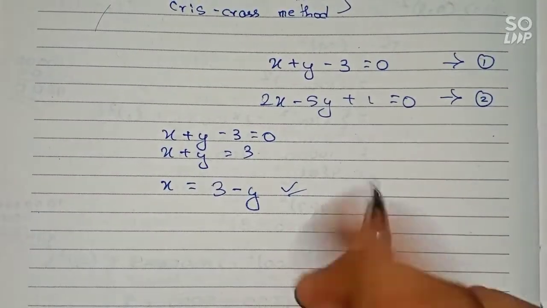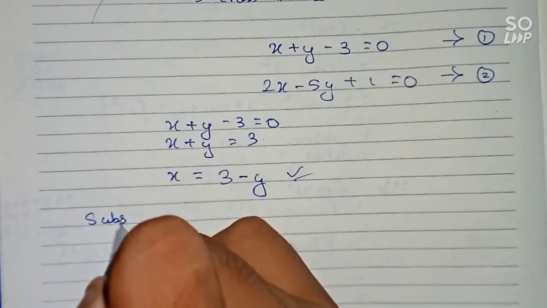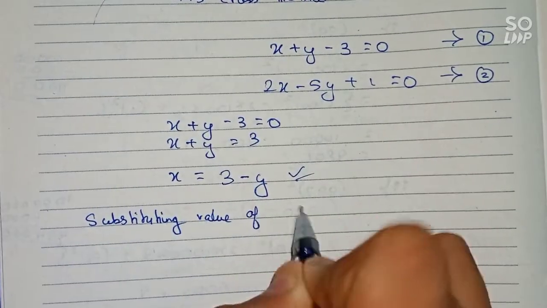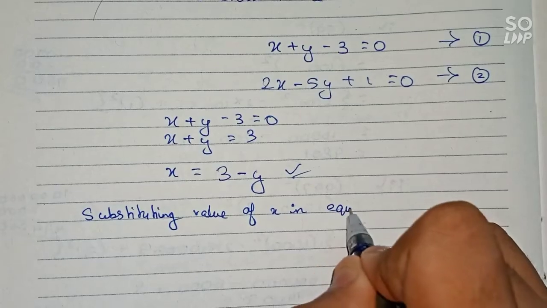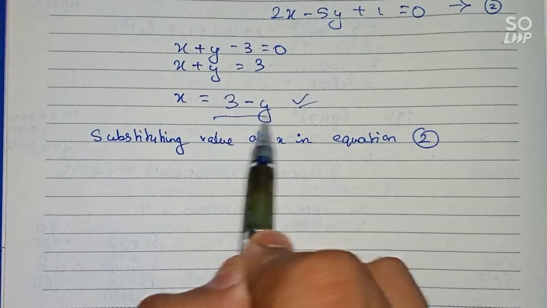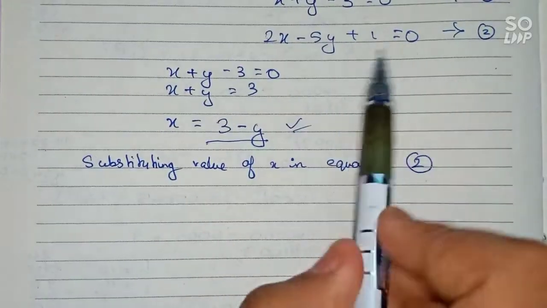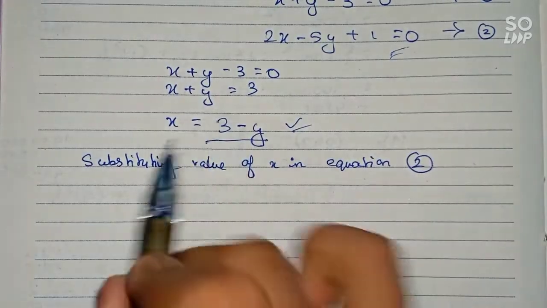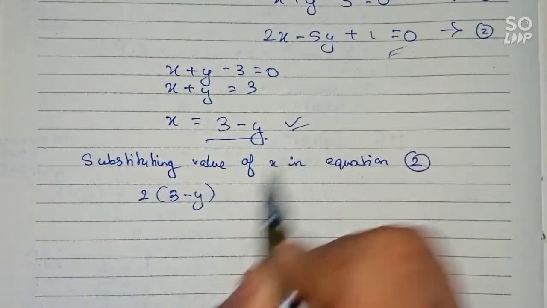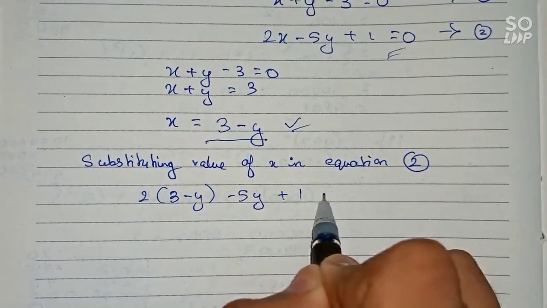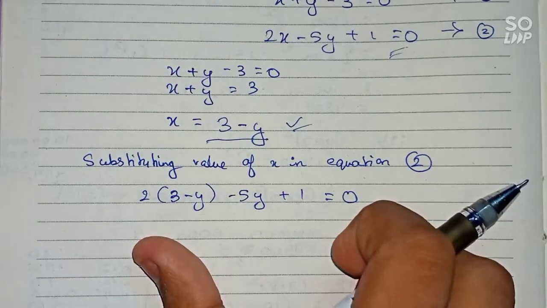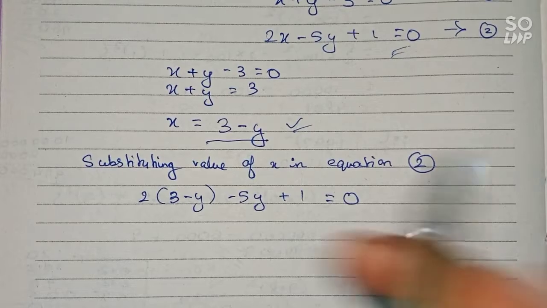Now we write the substituting value of x in equation 2. That means we will put this value in this equation. So first, 2 multiplied by x, that means 2 multiplied by 3 minus y, minus 5y plus 1 is equal to 0. So we get the full equation now. If we solve this equation, we will get the complete value of y.